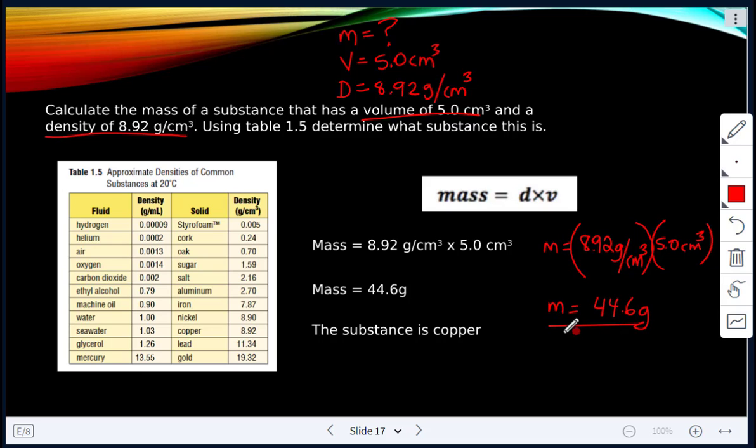All right, so that is the mass. The next part it tells us is determine what substance it is. So this is a density table, so we would have to use this density that was given to us, 8.92 grams per centimeters cubed. So you're going to go down there to find it, and here it is, 8.92 grams per centimeters cubed, so therefore the substance is copper.